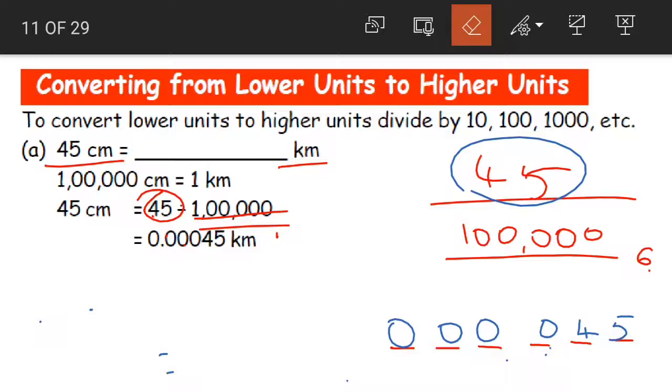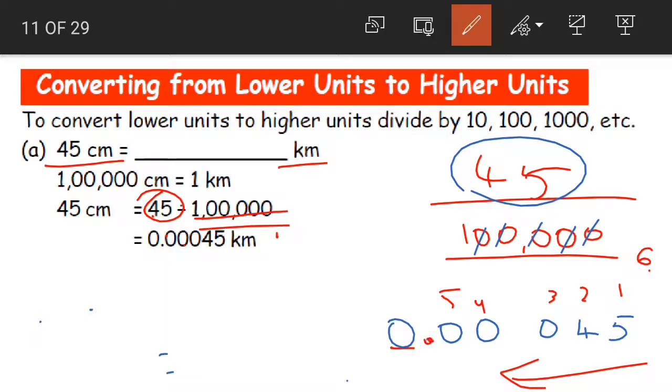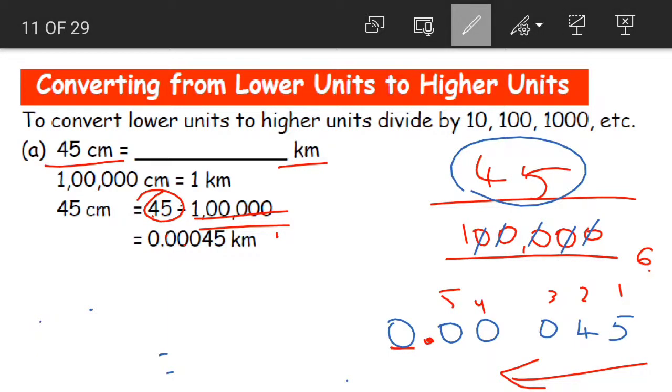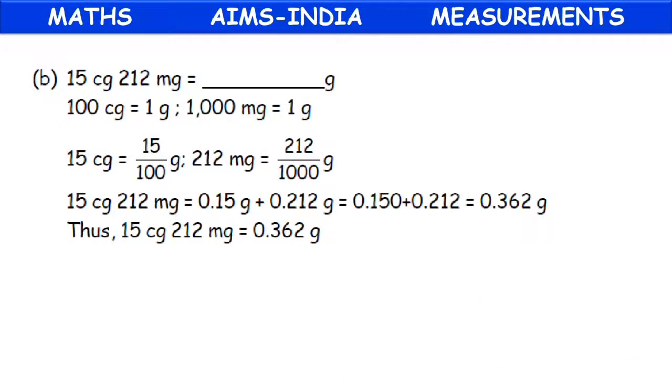Now after you have made it into a 6-digit number, all you need to do is count the number of zeros in the denominator. 1, 2, 3, 4, 5. So after 5 digits from the right, place your decimal point. Our answer is 0.00045 kilometers. The next question B.